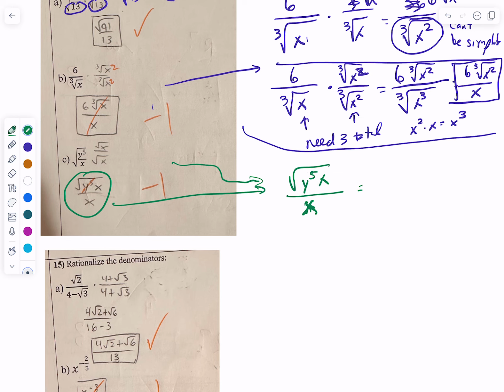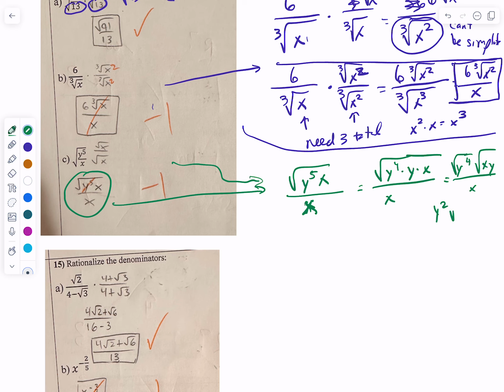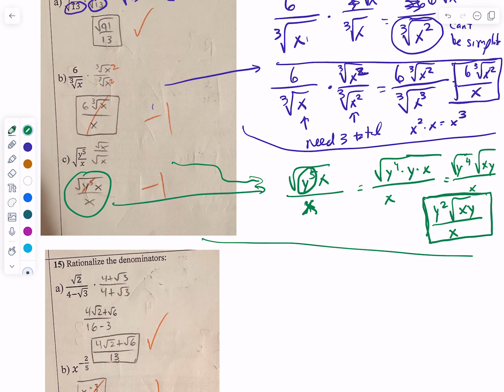So, right, this is equal to y to the fourth times y times x on top. And that's equal to y to the fourth times the square root of xy, which is equal to y squared times the square root of xy over x. Right, so you needed to simplify this one. Keep going. Just didn't go far enough.